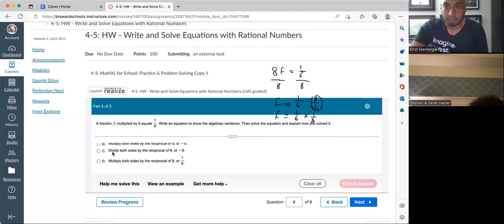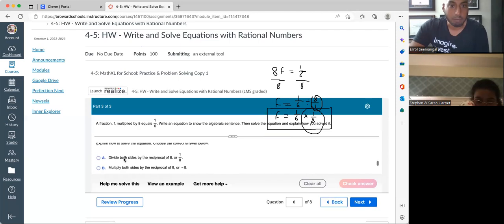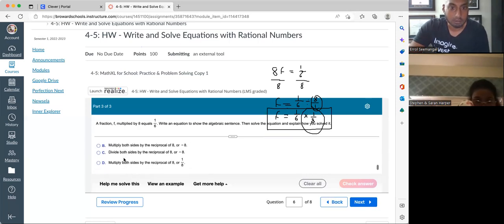So what do we do? Look at this step right here. Which one, what did we do there? We multiplied by? Look what I just circled. What did we multiply by? 1 over 8. Multiply both sides by 1 over 8. Last one.